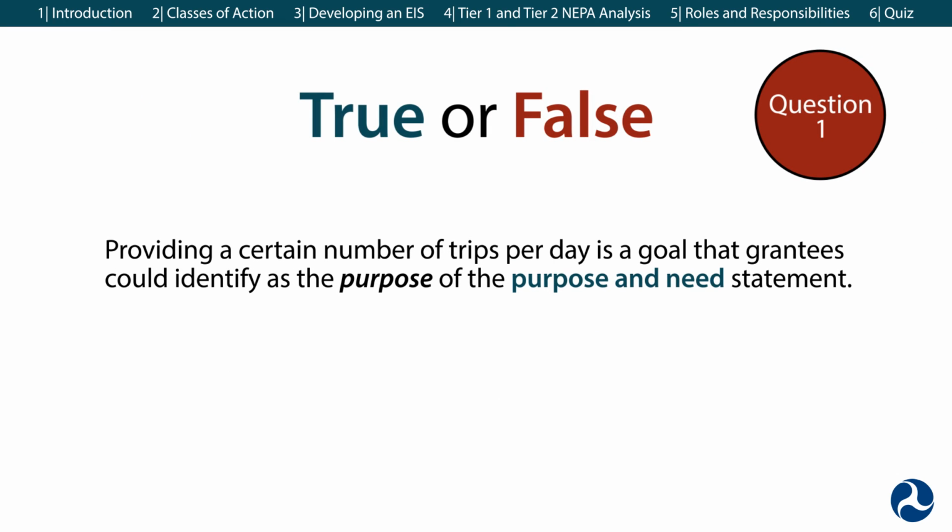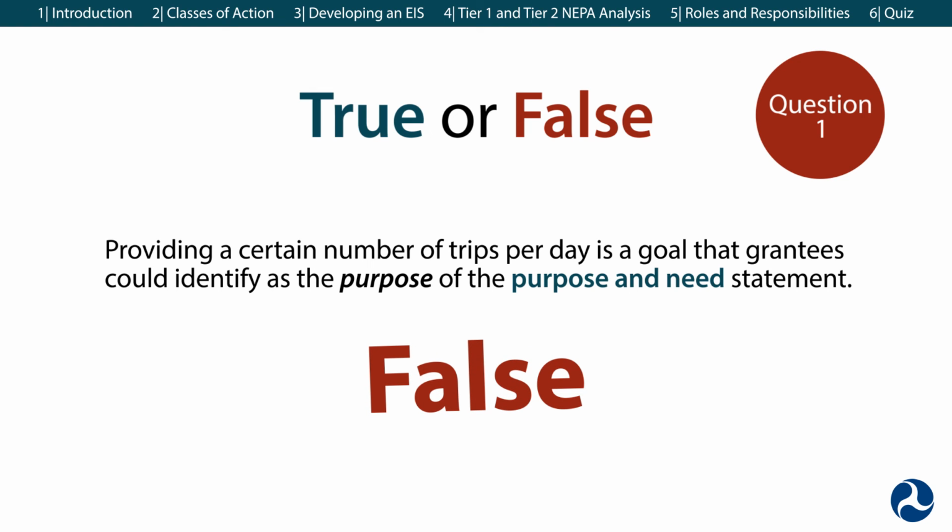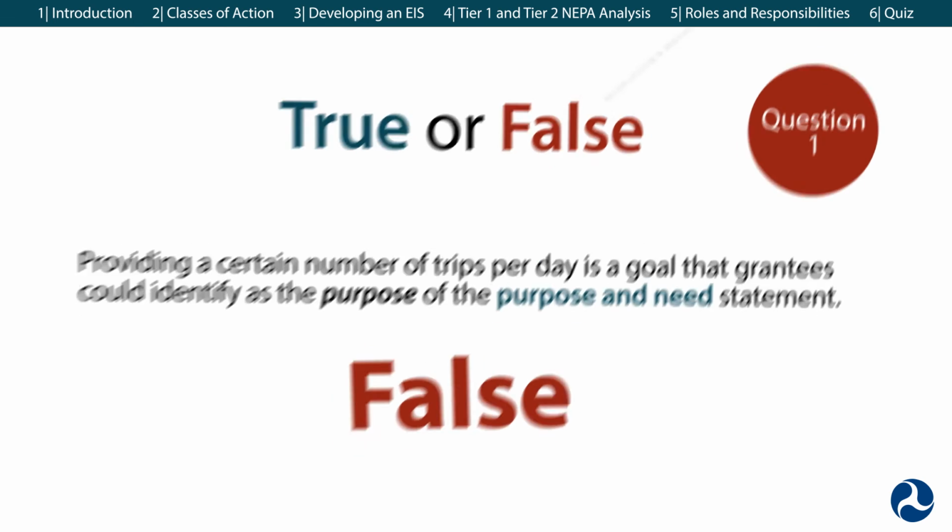Question 1. True or false? Providing a certain number of trips per day is a goal that grantees could identify as the purpose of the purpose and need statement. False. The number of trips per day would be identified in a particular alternative and would not be included in the purpose and need statement. A project's purpose would be broader in its objective, such as reducing congestion on highways or serving an underserved market.